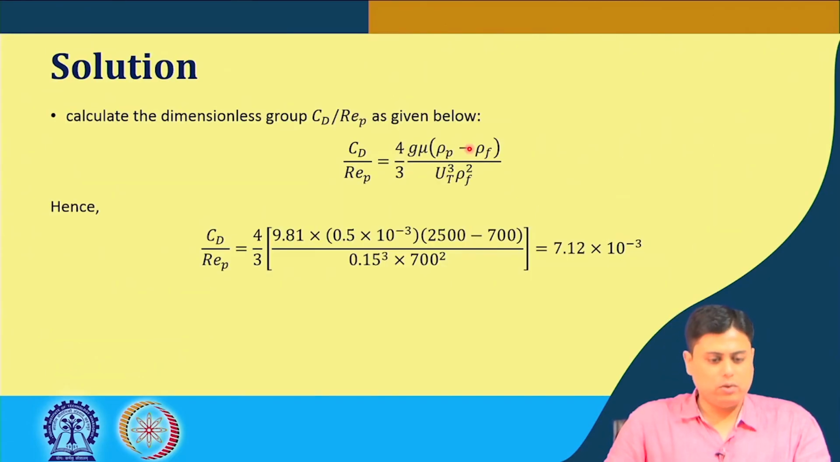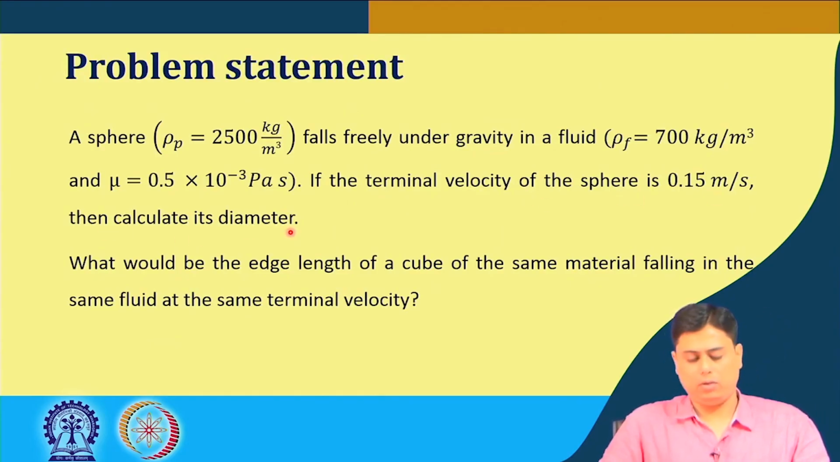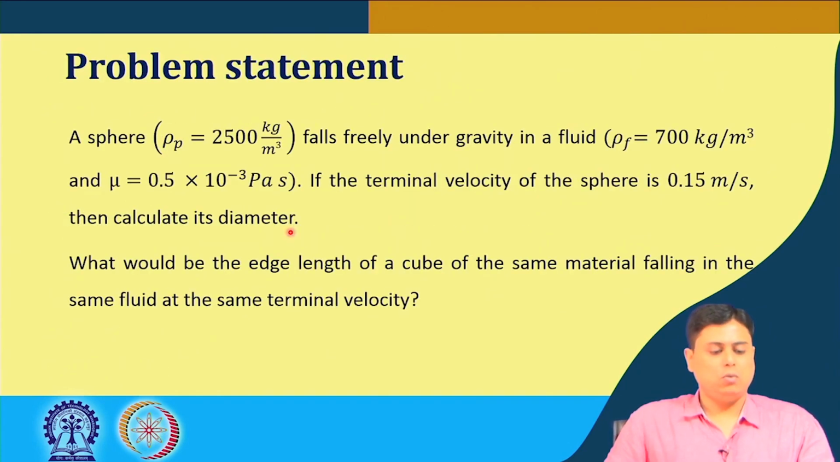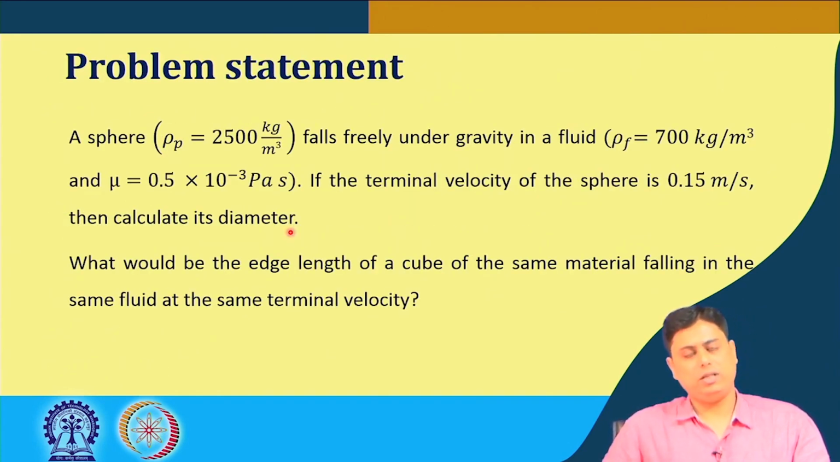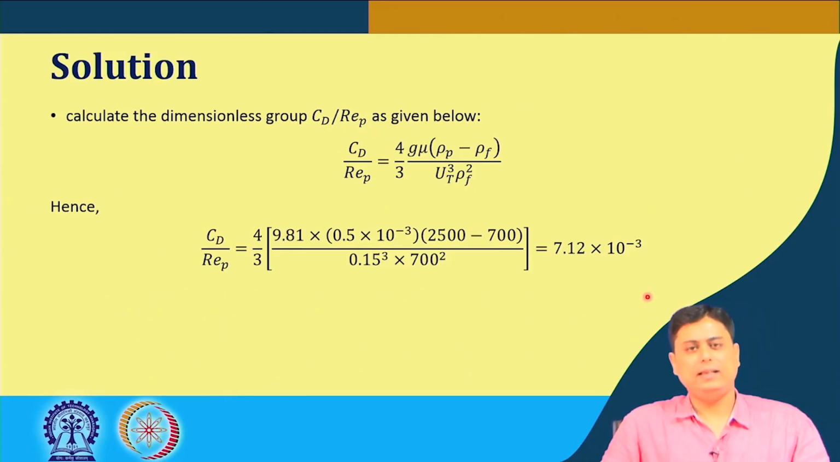So, the first part of the question was, if the diameter is this one, what is its diameter, and we found that it is 619 millimeter. Now, what would be the edge length of a cube of the same material, which means the rho particle is the same, the fluid remains the same, and the terminal velocity remains the same. If that happens, then this expression is always there as it is, irrespective of the size. The same expression will be there for various sizes of particle having the same terminal velocity.